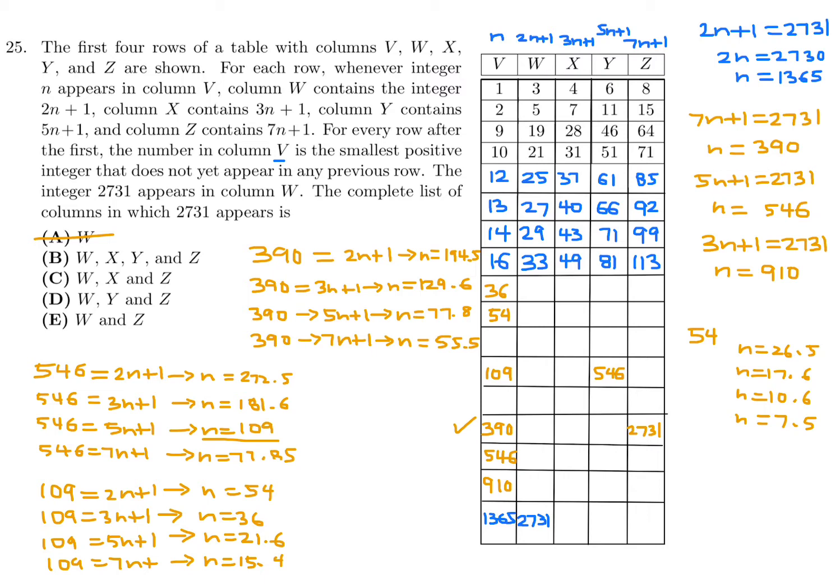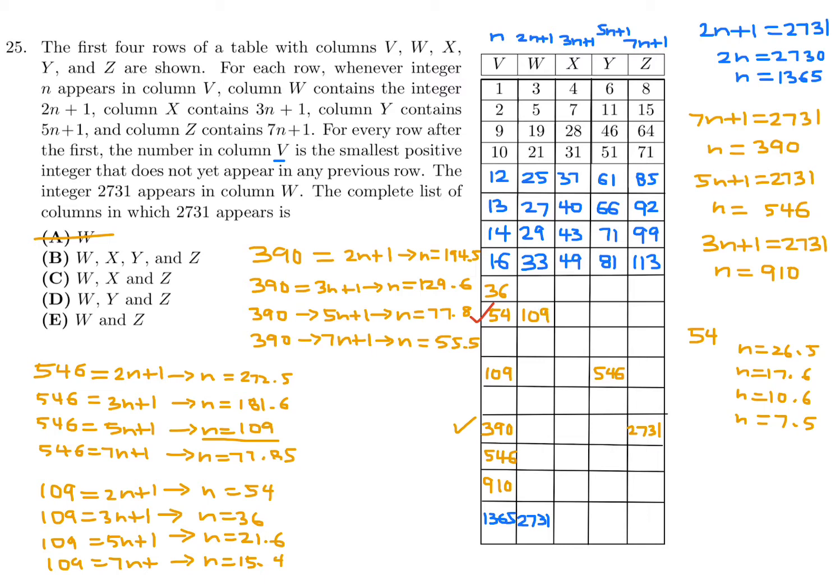because the starting point has to be an integer, the starting point being n in column V. And since the starting point is not an integer, 54 can never appear in W, X, Y, or Z. So 54 can appear in column V. So I will put a check mark right here. So this is valid. If 54 can appear there, which it can, I've proven that, then that means the 2n plus 1 is 109.